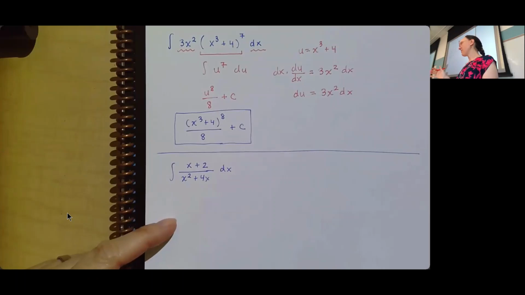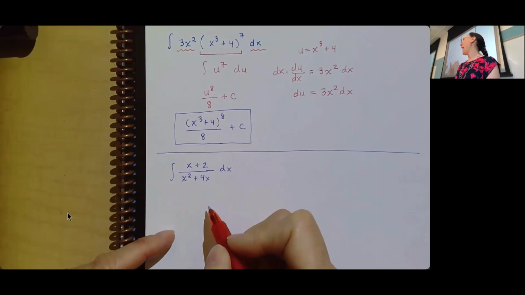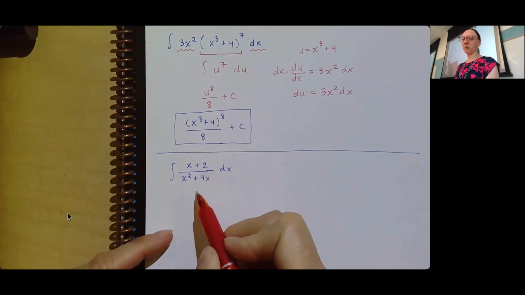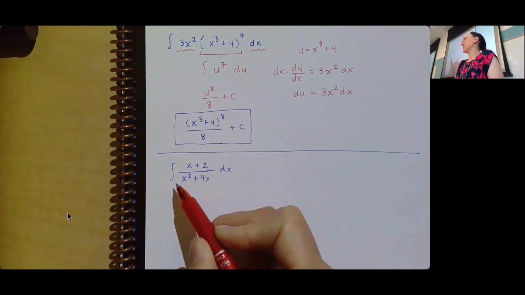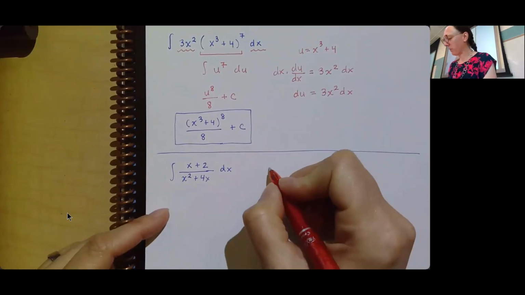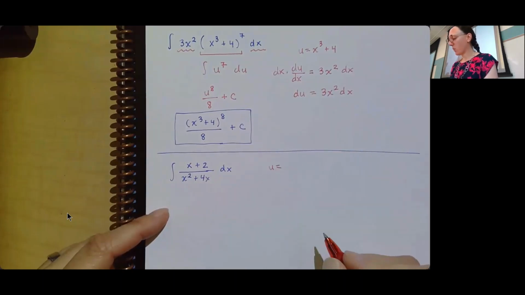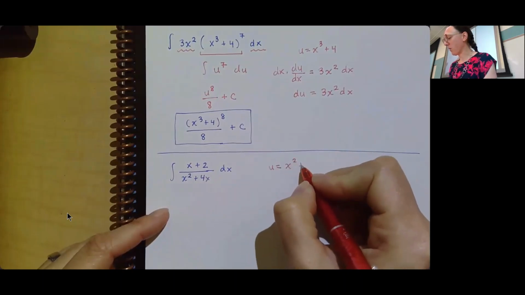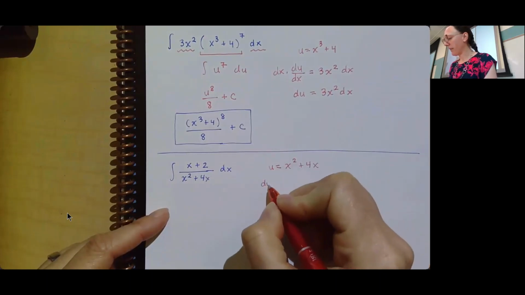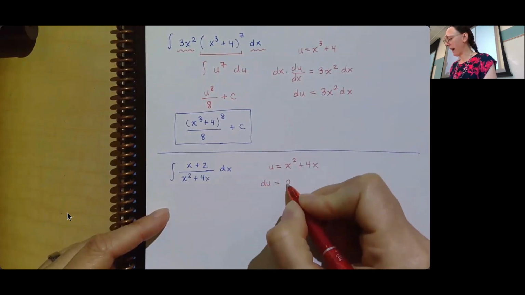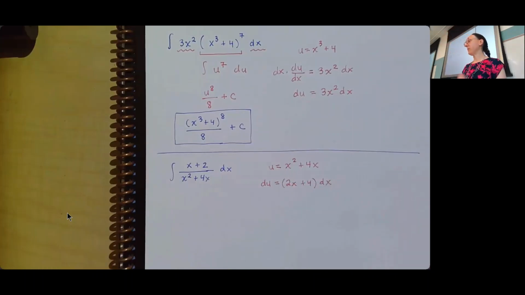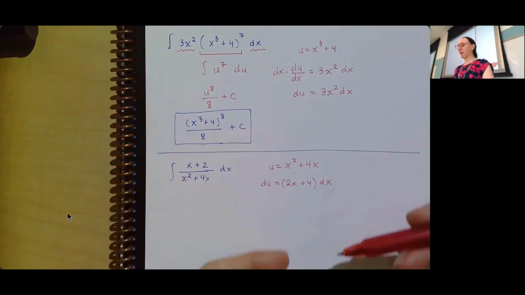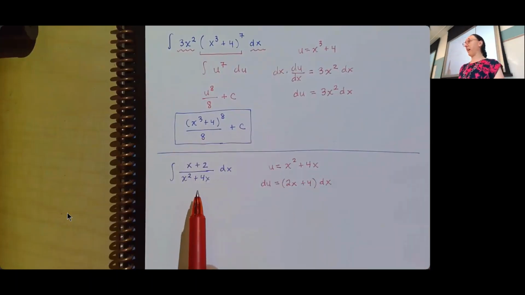Also, sometimes u just stands for ugly and you pick the ugliest part. I'm not kidding. But in this case, I'm thinking about, well, if I take the derivative of the bottom, I'm going to have something that looks like an x plus a number. That's what I'm going to build my vocabulary list off of. So if u is equal to x squared plus 4x, then I know that du is 2x plus 4 times dx. The whole point is to build a vocabulary list to translate everything over here.